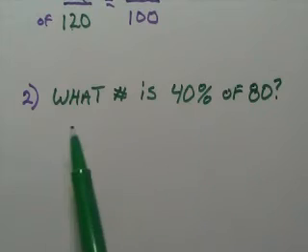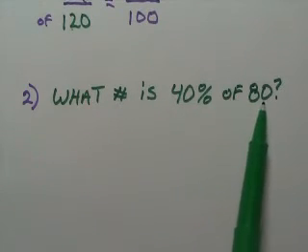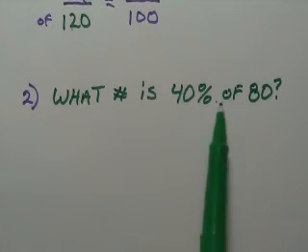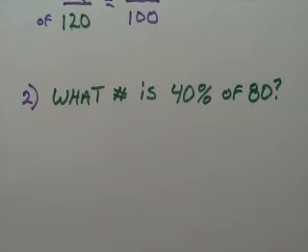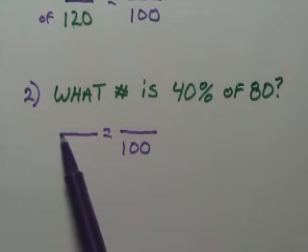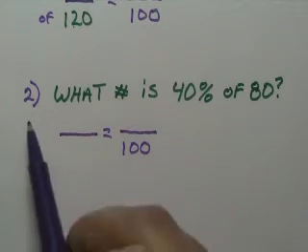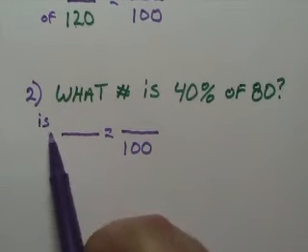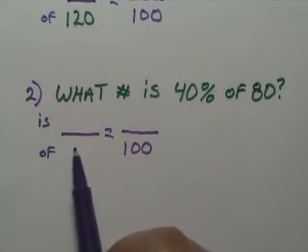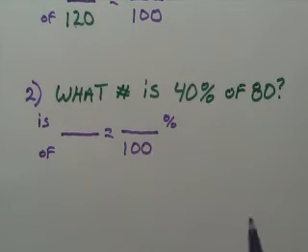Here's our second type of problem. What number is 40% of 80? Remember, we always set our proportion up like this. For every problem, we do this. Bar equals bar over 100. Remember, this is the is number. This is where I'm going to put my of number down here, and I'll put my percent number up here. I just have to figure out which numbers to put where.